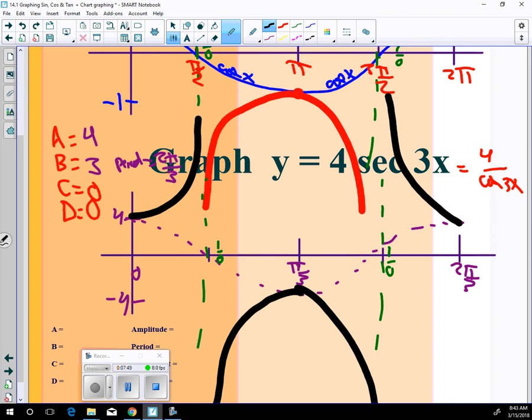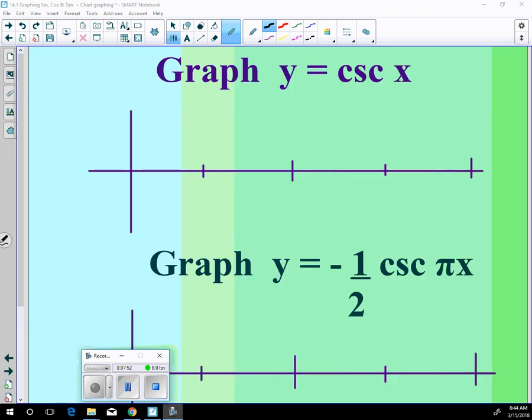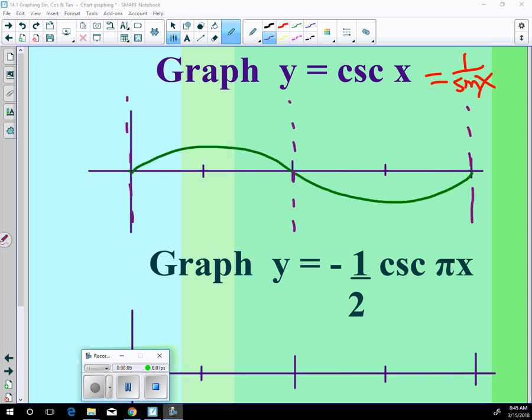Okay. That's secant. Now, you see what you can do with cosecant. But cosecant, remember, is 1 over the sine of x. So go ahead and see if you can sketch it, and then try this: cosecant negative 1/2 cosecant pi x. For cosecant, you draw the sine curve. So I wrote sine of x, sine of x, sine of x. And then I'm going to do 1 over 0, 1 over 0, 1 over 0. That's where this asymptote comes in.